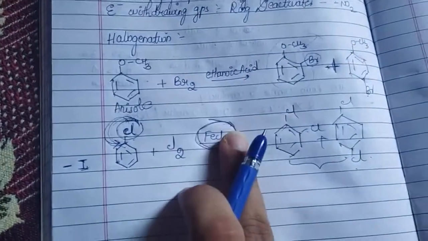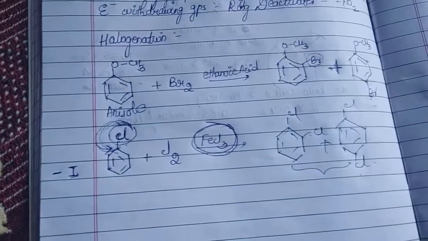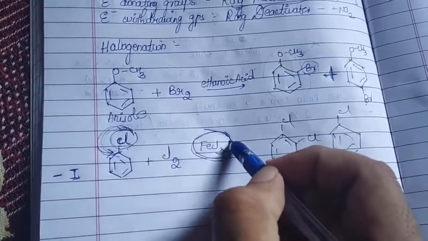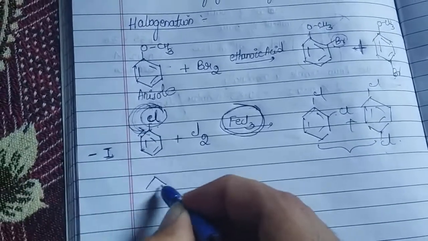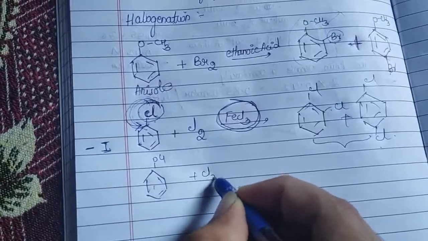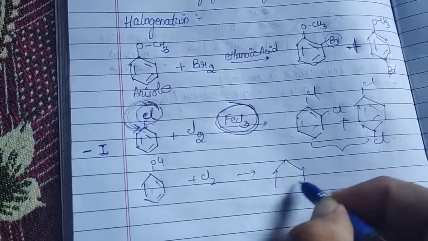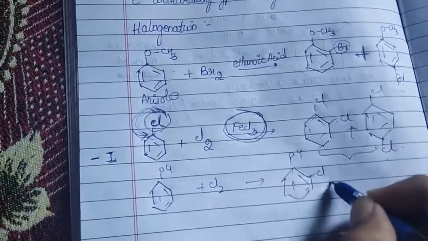It was only, you can observe, even in alcohols also we have done halogenation. There also I have mentioned that in the absence of halogen carrier catalyst, when we did halogenation of phenol, even there what did we see? In the absence of FeCl3 itself we have got the products.